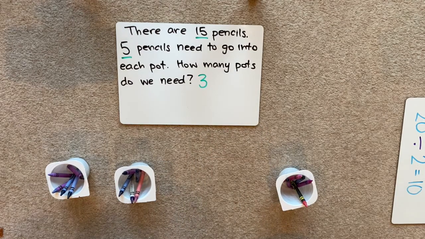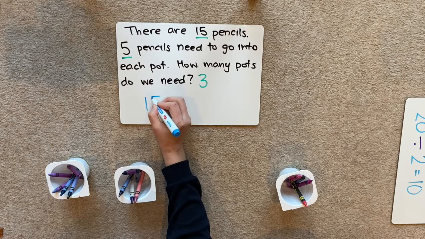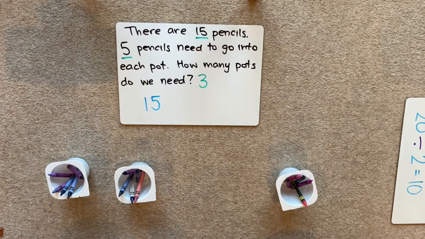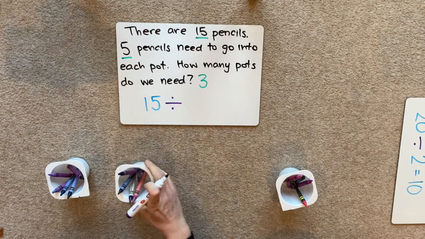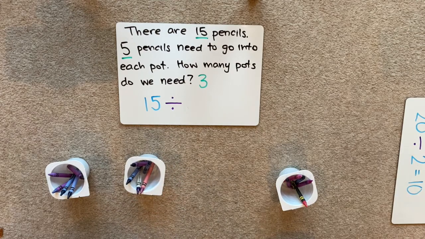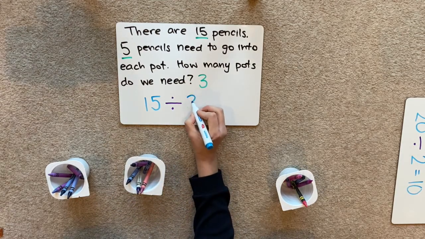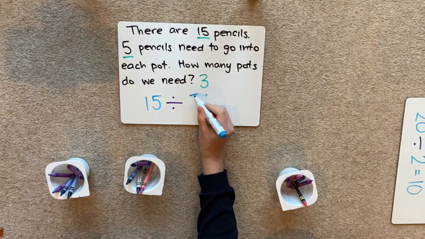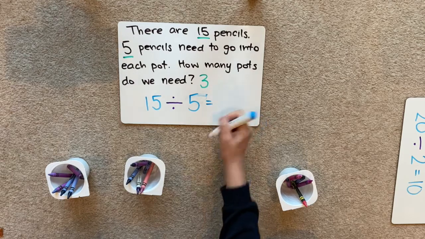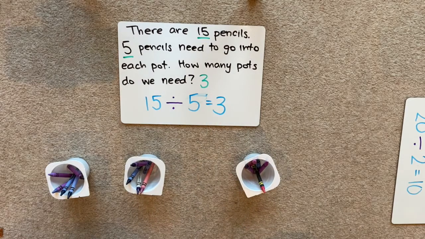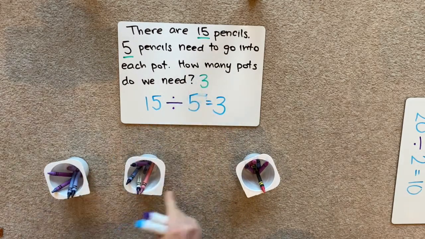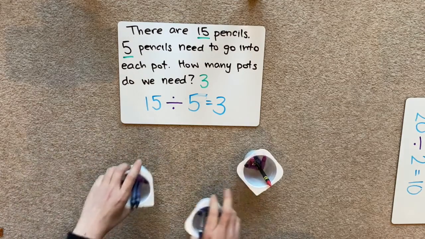And the number sentence, see if you can do it without me first. 15, because that's what we started with, our altogether number. 15 split into groups of 5. I know that sounds very similar to multiplication, so it might get a bit confusing. 15 divided by 5 equals 3, so 15 split into groups of 5 gives you 3. So that's the number sentence to match these objects.